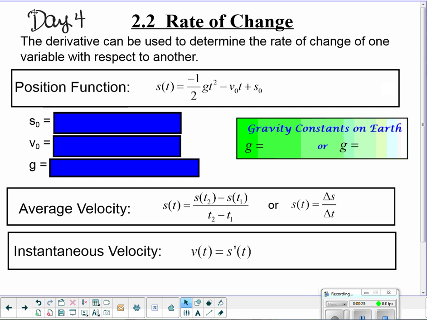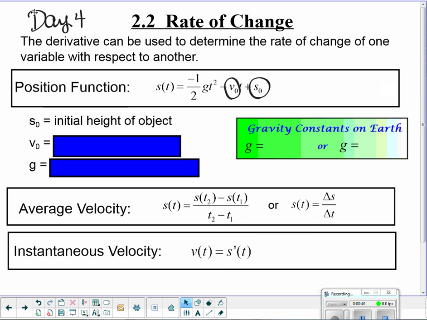equals negative 1/2 g t squared minus v naught t plus s naught. Now this sub-zero, what is the sub-zero standing for? I bet you're asking yourself that question. And all of those just mean an initial quantity or the initial value. So for the s, which is our position function, it'll talk to us about the initial height of the object.